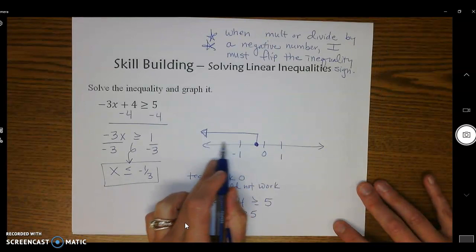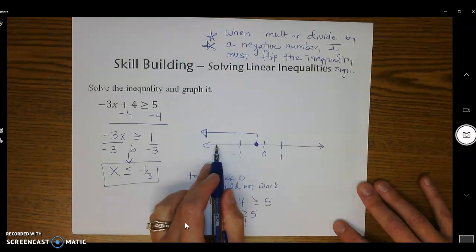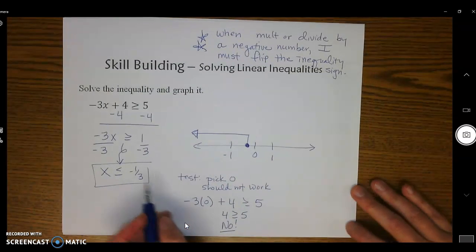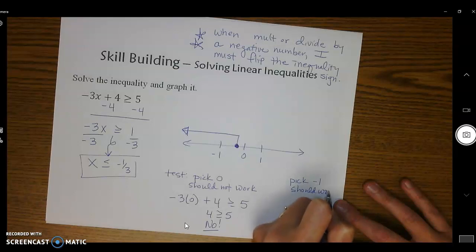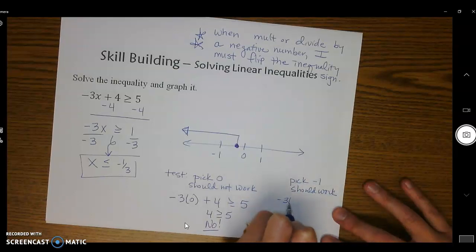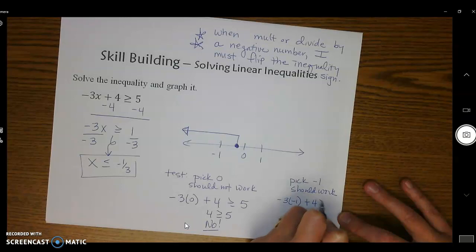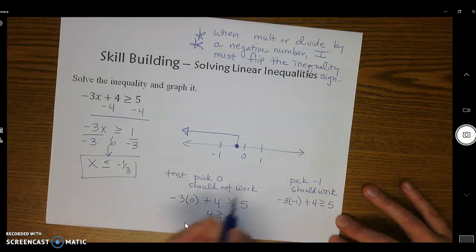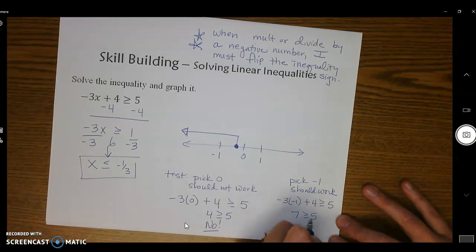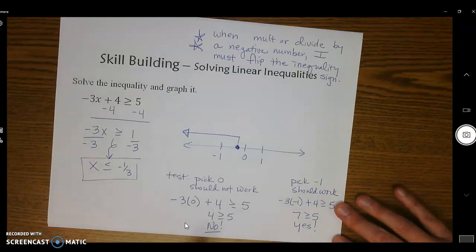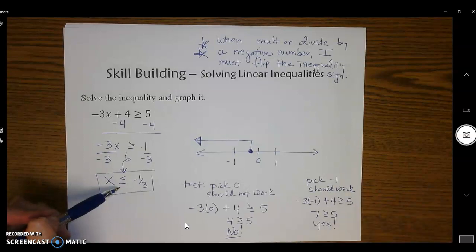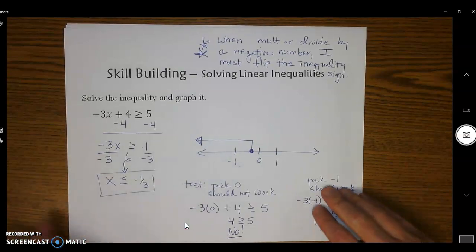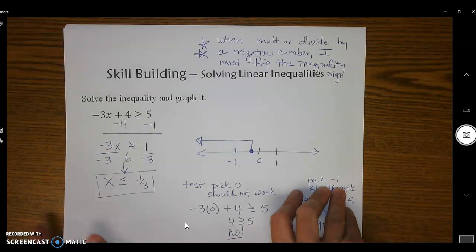If I pick one underneath here, so we have -1, -2, -3, -4, etc., we'll just pick -2. That should work. So -3 times -2 plus 4, is that greater than or equal to 5? 10 is greater than or equal to 5? Yes. So you see I had to flip the inequality sign, otherwise my test wouldn't have worked. So that's what happens there. That's my answer. All numbers less than or equal to -1/3.